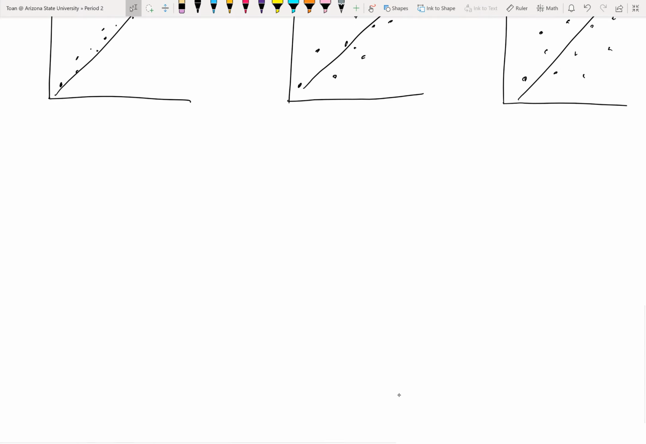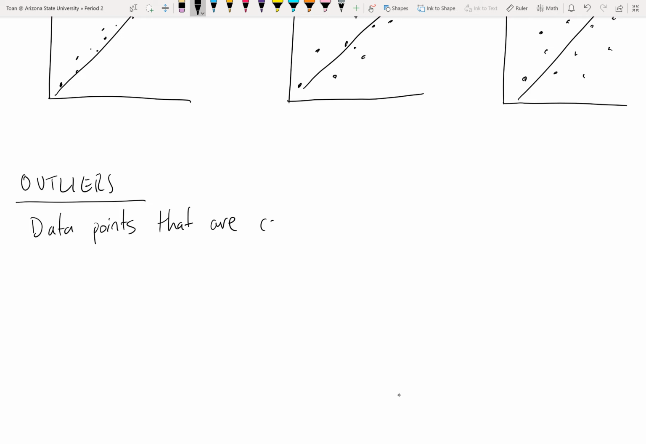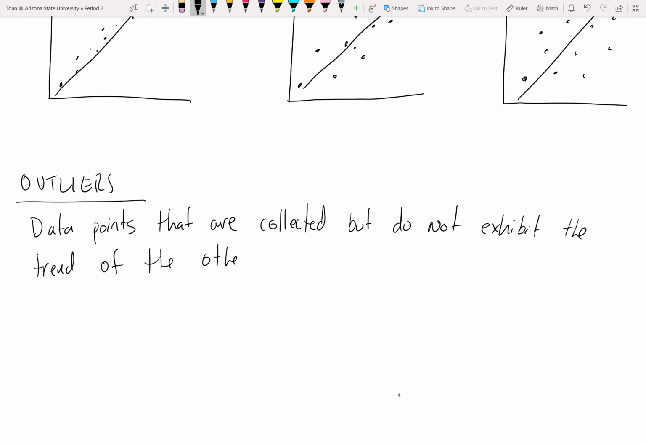When it comes to data collection and data analysis, it is possible to get these things called outliers. These are data points that are collected but do not exhibit the trend of the other data.